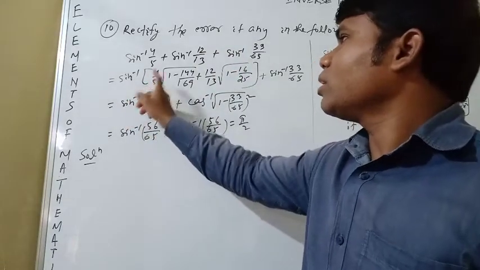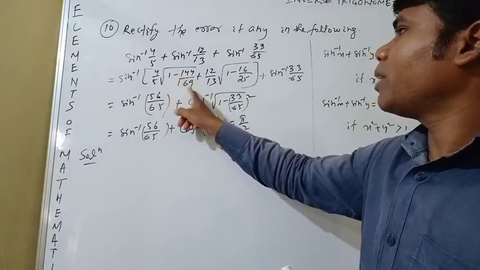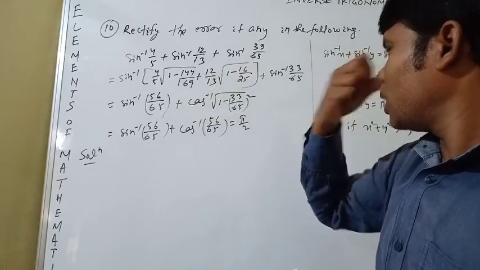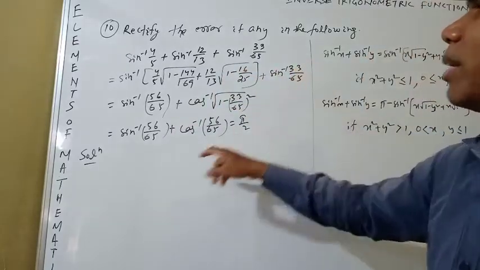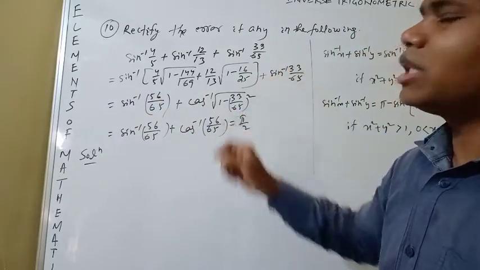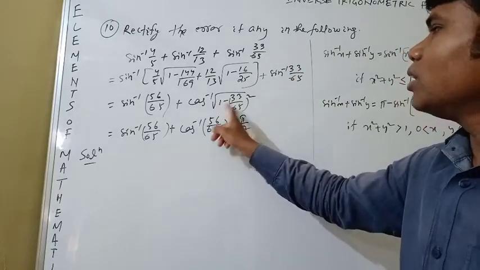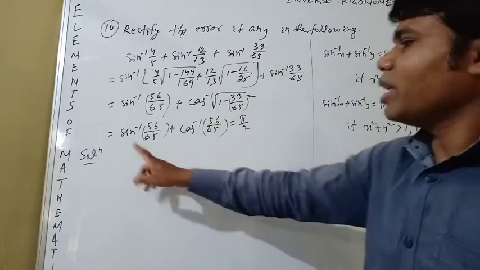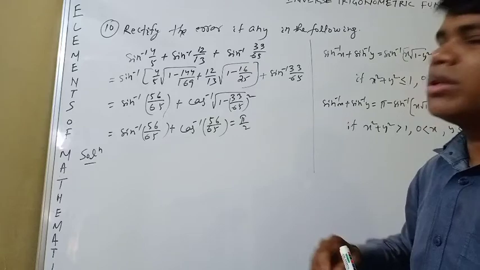Sin inverse 4 by 5 plus sin inverse 12 by 13 is equal to sin inverse of 4 by 5 root over 1 minus 144 by 169 plus 12 by 13 root over 1 minus 16 by 25, plus sin inverse 33 by 65, is equal to sin inverse 56 by 65 plus cos inverse root over 1 minus x square. This formula has been applied here. Cos inverse root over 1 minus (33 by 65) whole square is equal to sin inverse 56 by 65 plus sin inverse 56 by 65, which is equal to pi by 2.